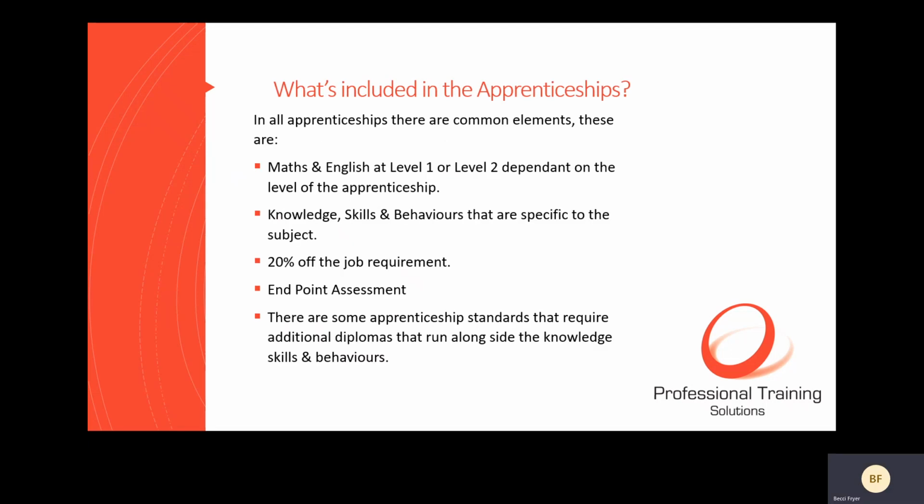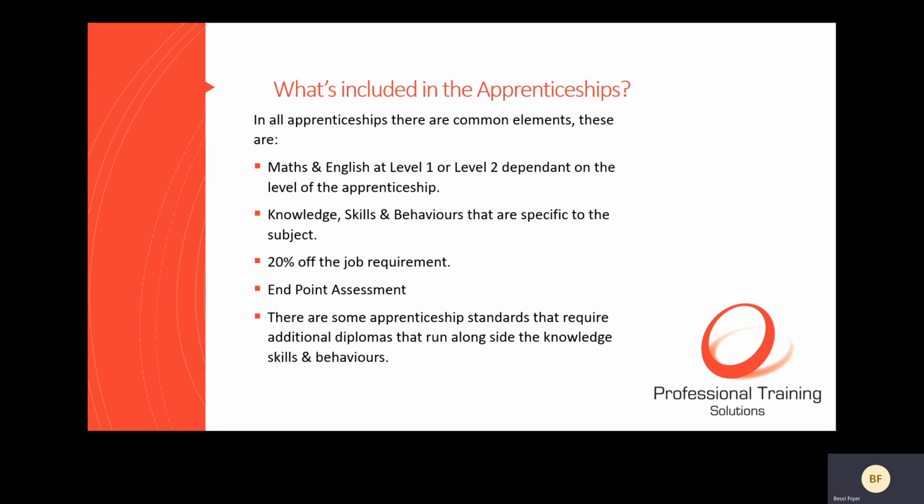So what is included in an apprenticeship? Learners will need to gain a Maths and English qualification if this has not already been achieved with the required grading previous to starting their apprenticeship. They will be supported to then achieve Maths and English at either Level 1 or Level 2, depending on the level of the apprenticeship.